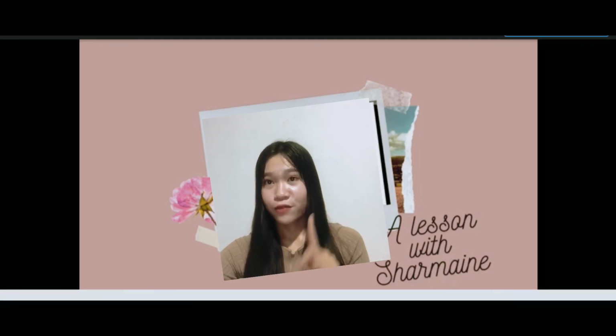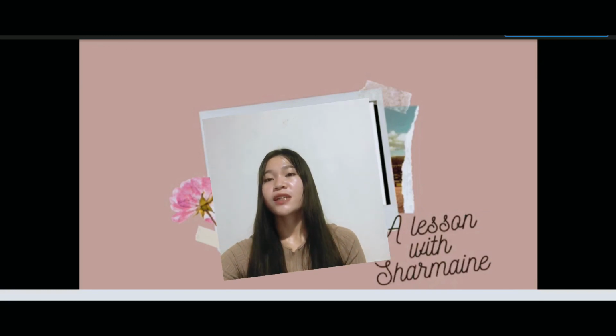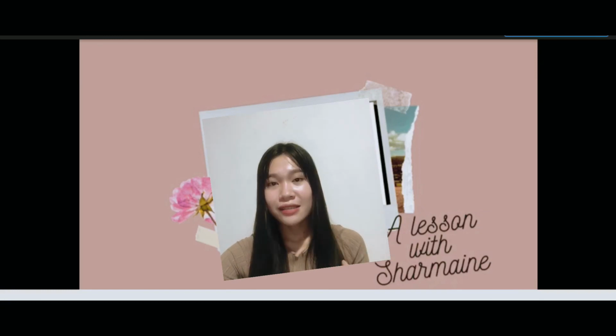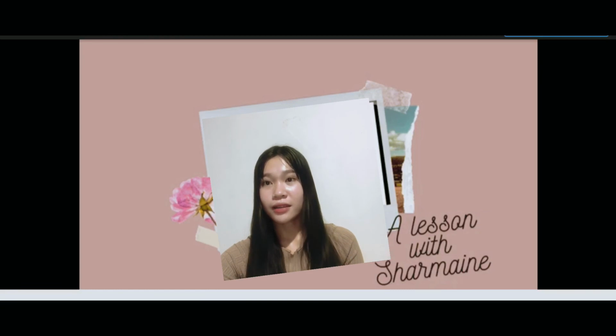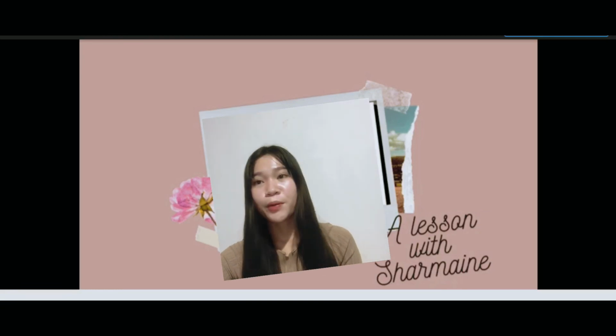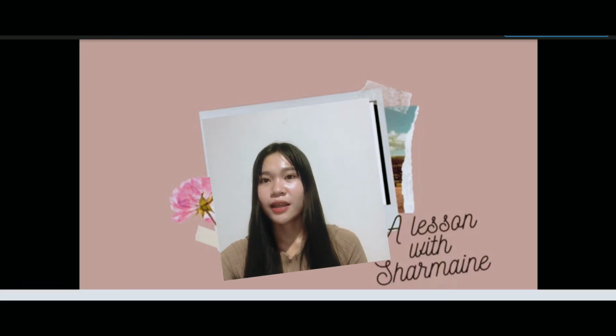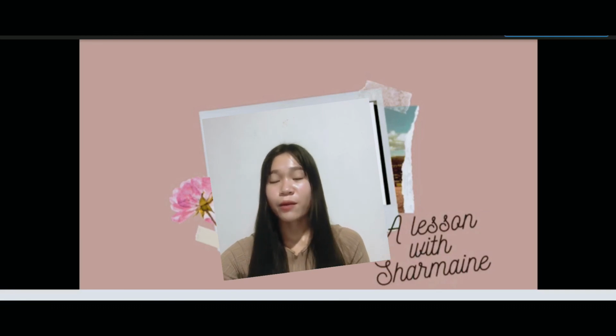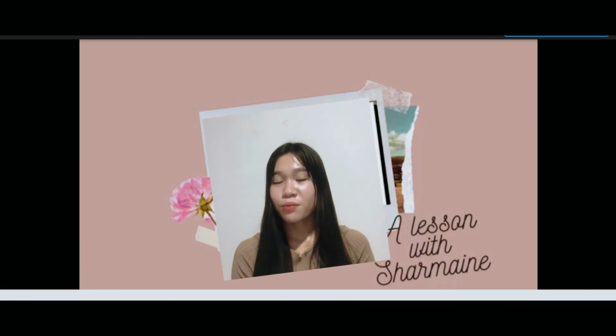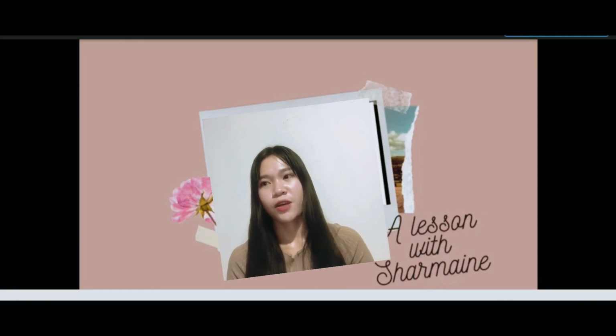Okay, we have the first one, Tyler's Objective-Centered Model. We have Daniel Stufflebeam's CIPP model, or the Context, Input, Process, and Product model. Now, the third one, we have the Stake's Responsive model. And the last one is Scriven's Consumer-Oriented Evaluation.